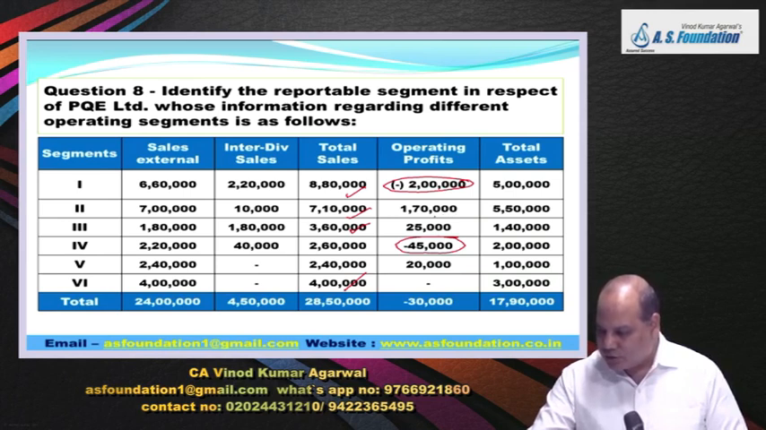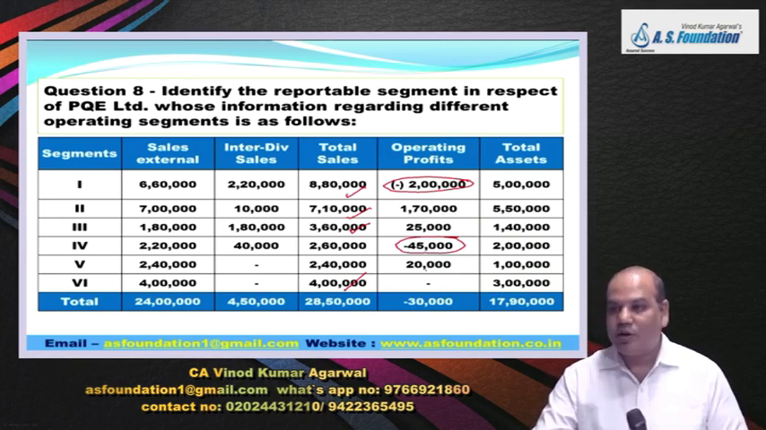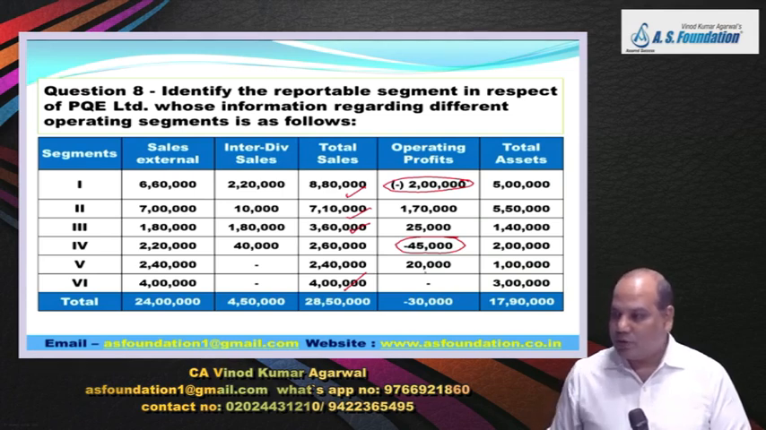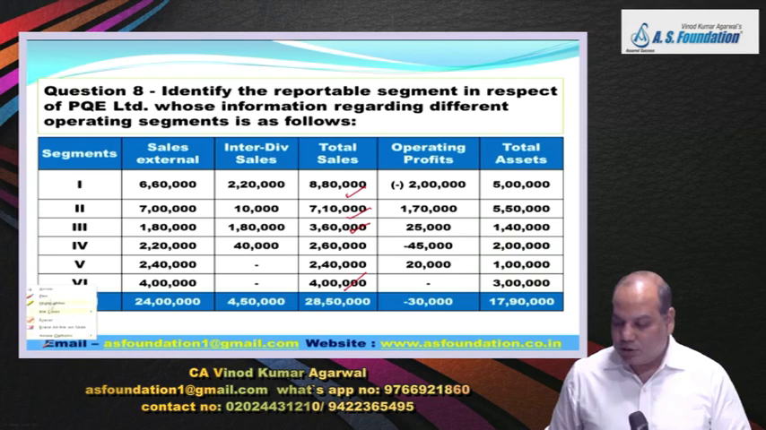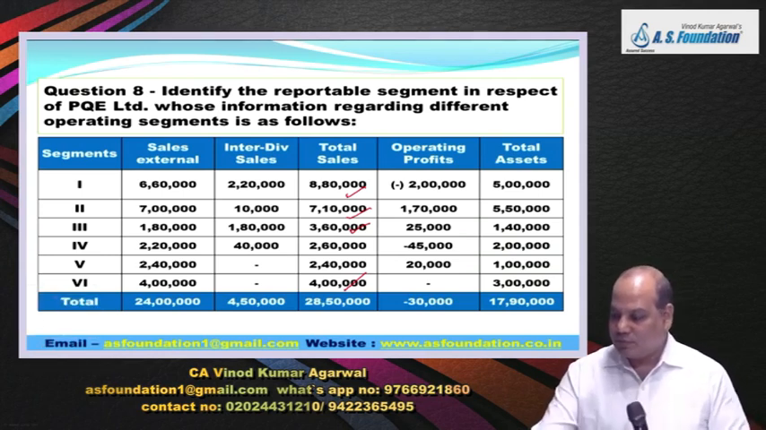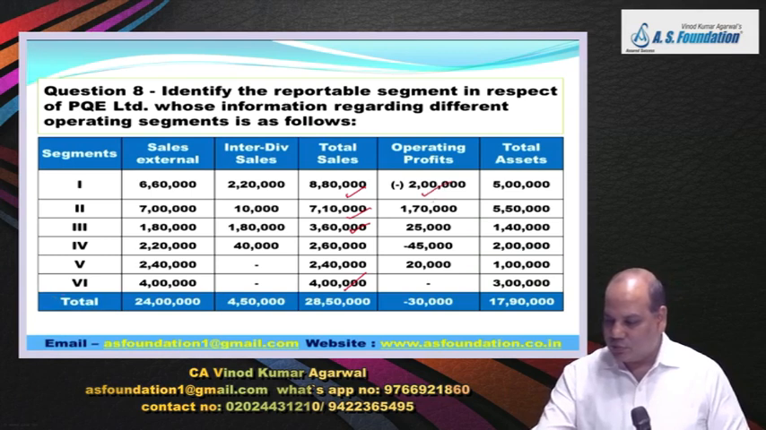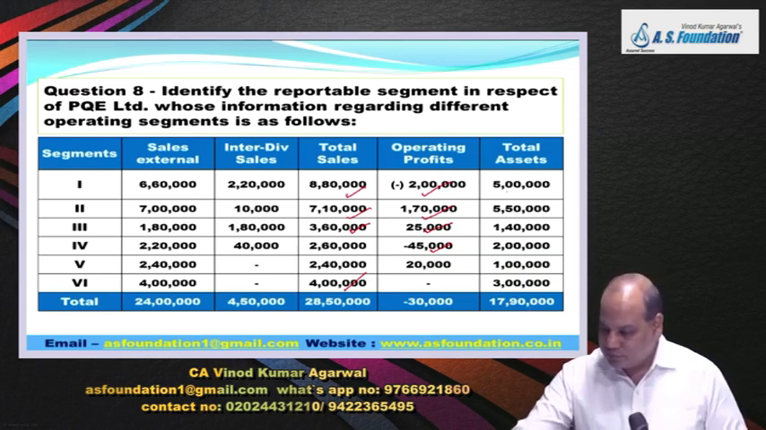2 lakh and 45,000 is total losses. Take on your calculator 1 lakh 70,000 plus 25,000 plus 20,000. Is it 2 lakh 15,000? Which is higher? 2 lakh 45,000 is higher. So 2 lakh 45,000 into 10%, 24,500. Now you tick mark 1, more than 24,500, 2, 3, 4. So out of 6, 5 are already covered. Total assets 17 lakh 90,000 into 10%, 1 lakh 79,000.